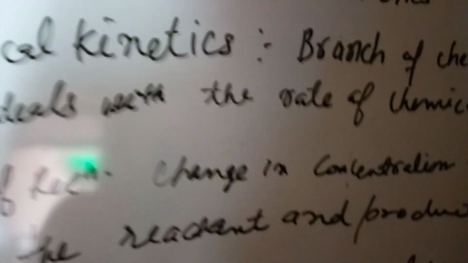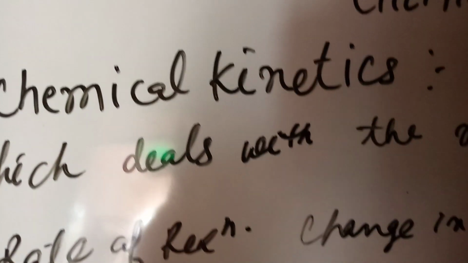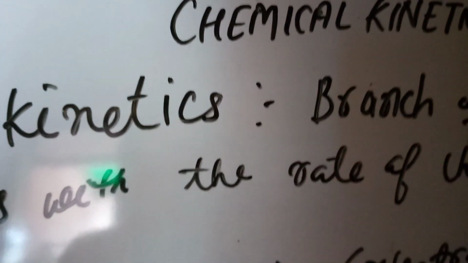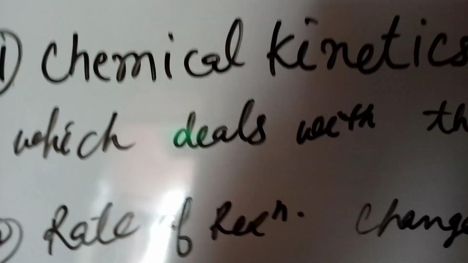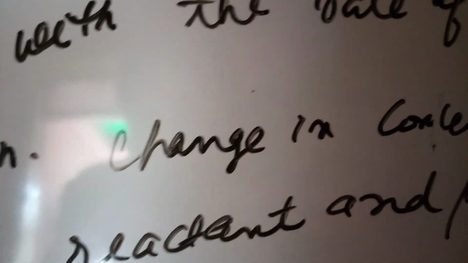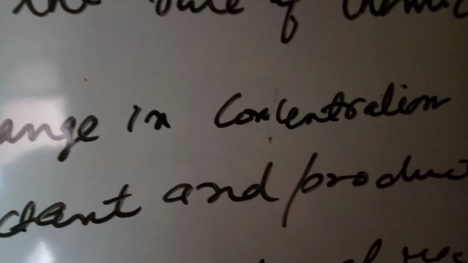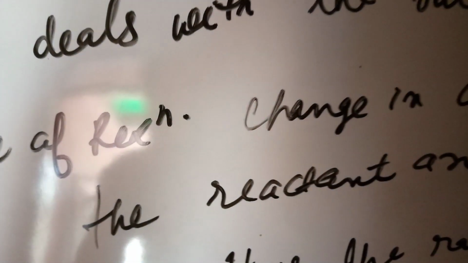Let's get started. First of all, we will learn the term chemical kinetics. It is the branch of chemistry which deals with the study of the rate of chemical reaction. This is called chemical kinetics. Now we have rate of a reaction. Rate of a reaction is defined as the change in concentration of any reactant or any product which occurs per unit time. Next one is average rate. Average rate is the rate of reaction measured over a long time interval.